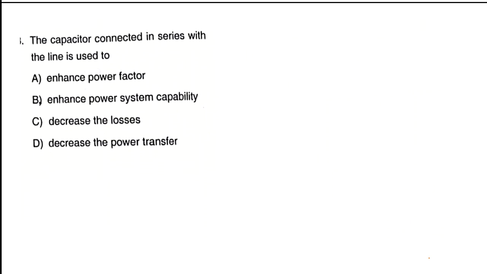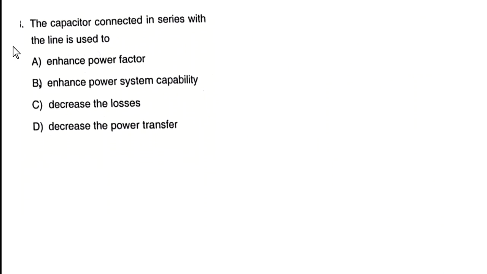Let's move to the next question here. Right, so this is a theory based question. In this question, the capacitor connected in series with the line is used to enhance power factor, enhance power system capability, decrease the losses, or decrease the power transfer. Now there is a transmission line like this, which has an inductance and resistance. What we are doing here is connecting a capacitor in series with the system. Now what impact is it going to make?